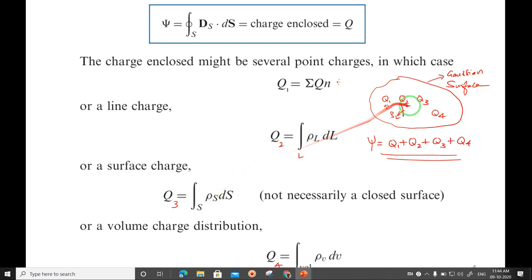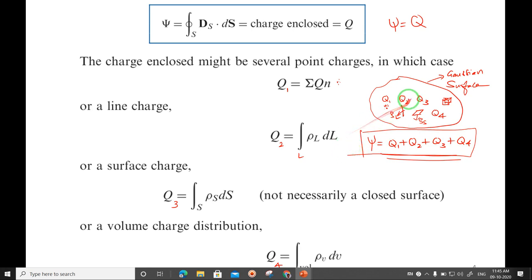Then Q3 is the surface charge. Let me take a smaller surface here. Its surface charge density is ρs, and the surface integral of ρs dS is Q3. Then let me consider volume charge Q4, any volume you can consider, but I am taking a cubical volume here. So Q4 is the volume integral of ρv dv. Okay, this Gaussian surface is enclosing these four types of charges. Then we know the total electric flux crossing this closed surface, ψ, is equal to the total charge enclosed. So add them: Q1 plus Q2 plus Q3 plus Q4 is ψ. I hope you understood this.